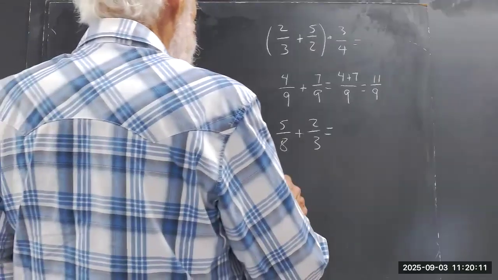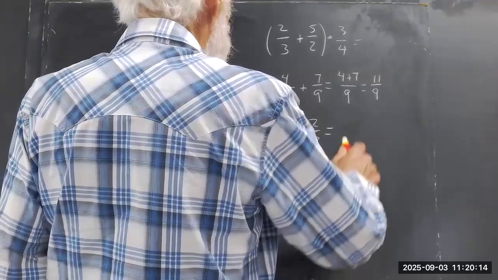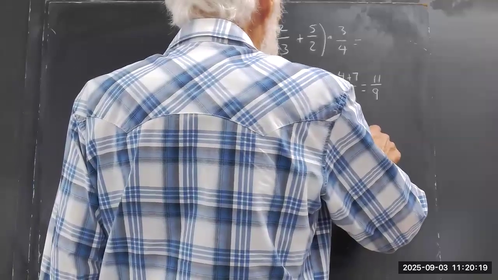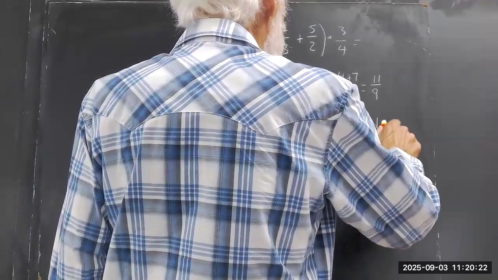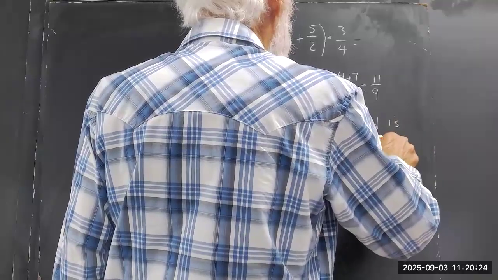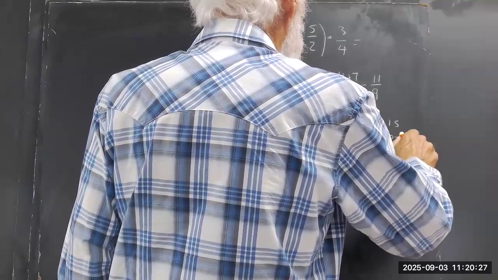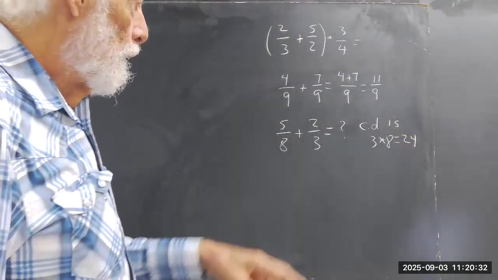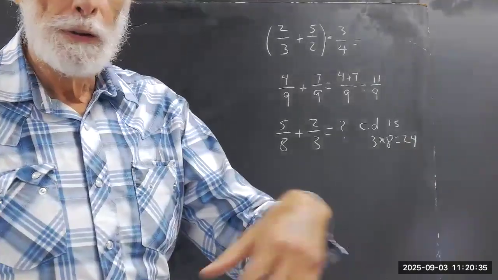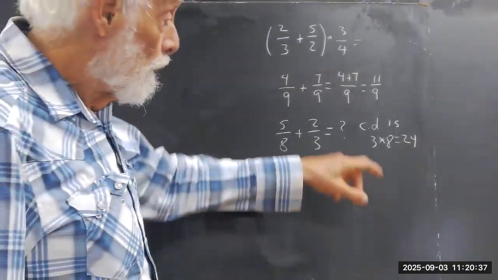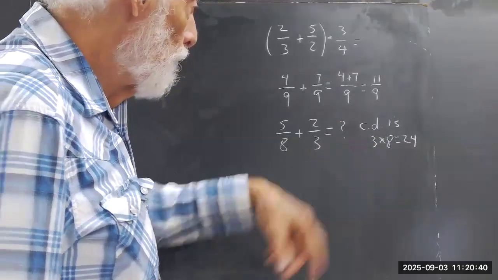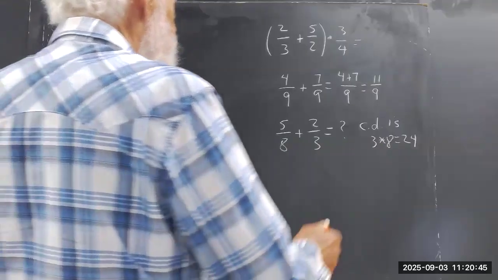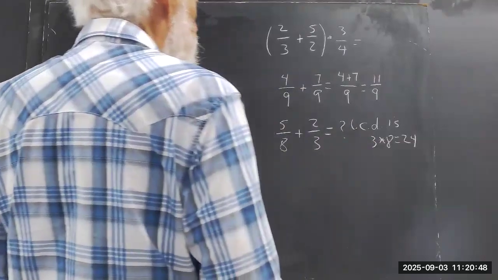So you can put down here a question mark there. You don't know what it equals, but you know that the common denominator is 3 times 8, which is 24. And I did talk last time when the microphone was still working, so it's there on the video, about how you could use prime factorization to find the least common denominator. In this case, that is the least common denominator, so I'll put an L in front of it.